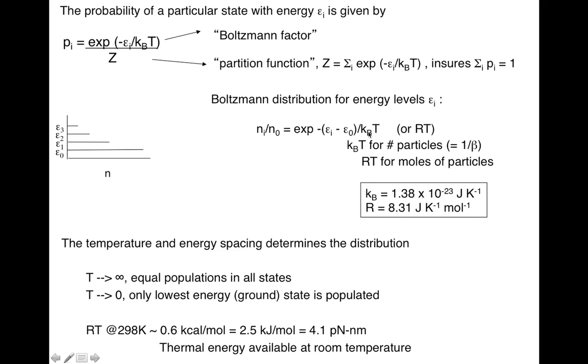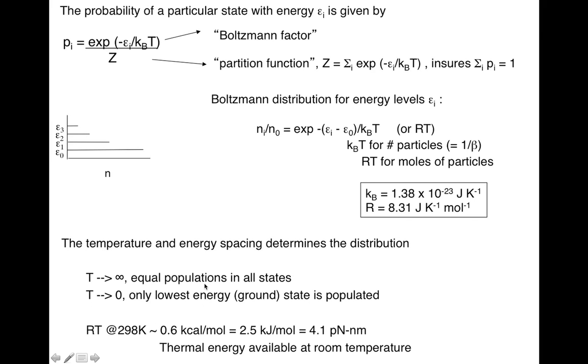Now, you can see this distribution depends on both the temperature, here it is in the denominator in the exponential, and the energy spacing, the difference in these energies. So let's look at the limits first. If we're at infinite temperature, then every state is equally populated because this goes to 0 and there's no difference. Or if we go to absolute 0, only the lowest energy ground state is populated. Okay. Now, a very important concept that you'll hear over and over again is what are called thermal fluctuations.